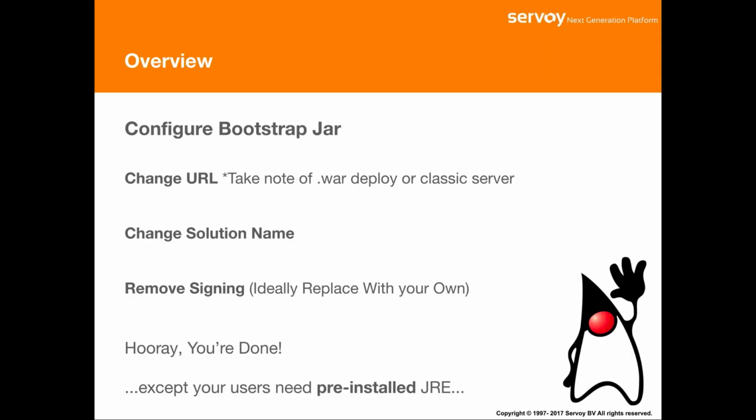So the first thing to note is the URL. If you do war deployments with the smart client, you do want to go all the way out to that context. So it would be the server URL / and then the web app context. If you do classic server, you don't have that. You just go right to the :8080 or whatever port you run on. The other thing is obviously change the solution name.